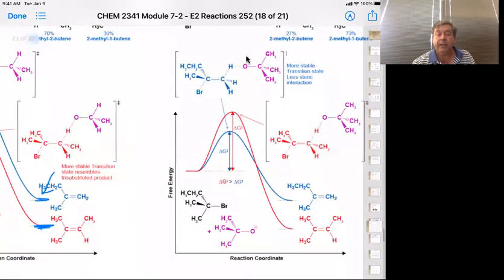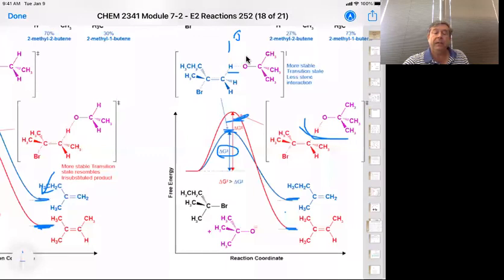Our activation energy, because of sterics, is lower for pulling off our primary hydrogen as opposed to our secondary hydrogen. And when we do that, we form the more kinetic product and the less thermodynamic product. But if we had a lot of energy in there so we could overcome the steric barrier, we would have that higher activation energy, but we'd end up with a more thermodynamic product.